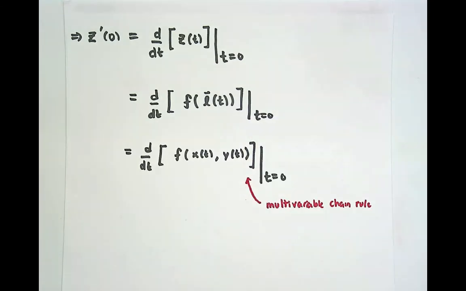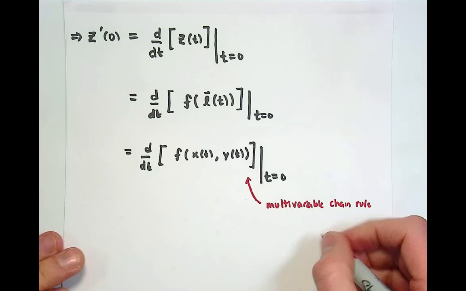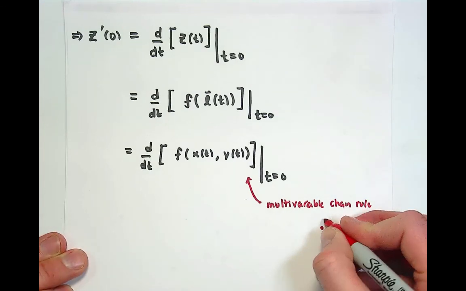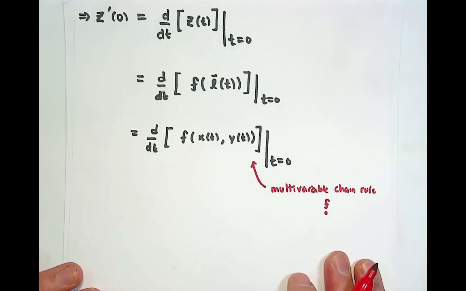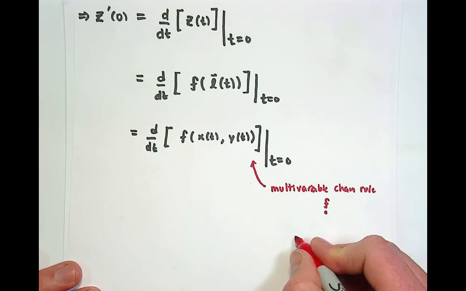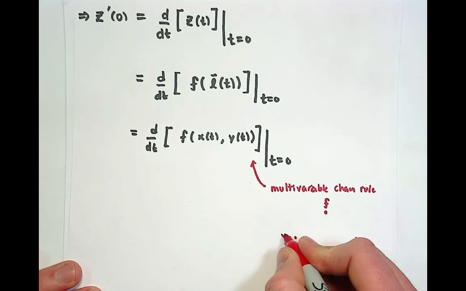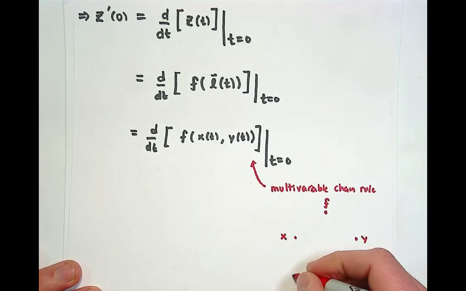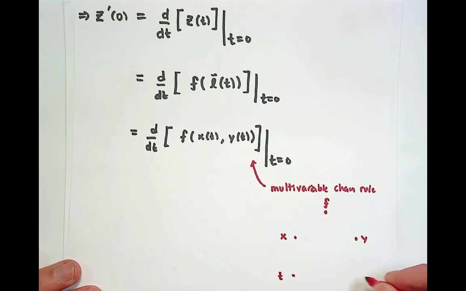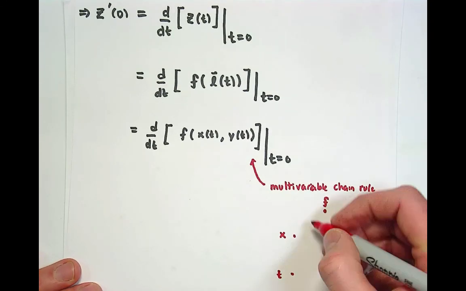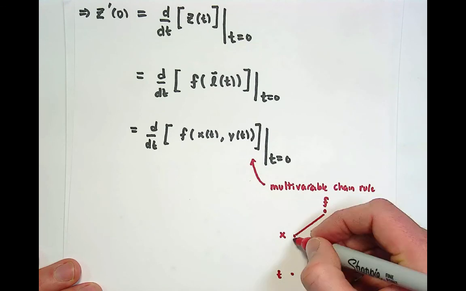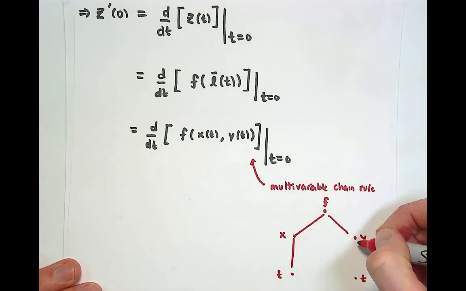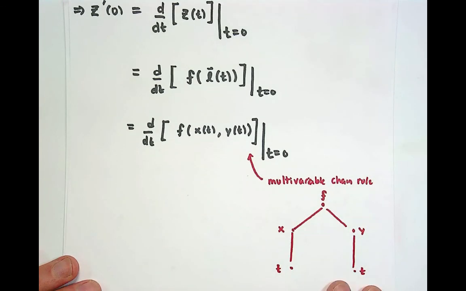There it is. And again, remember in the multivariable chain rule that we use this chain rule tree. At the top of this tree, we have the function f. And then we have our intermediate variables, what we call x and y, and then we have our one independent variable that was called t.